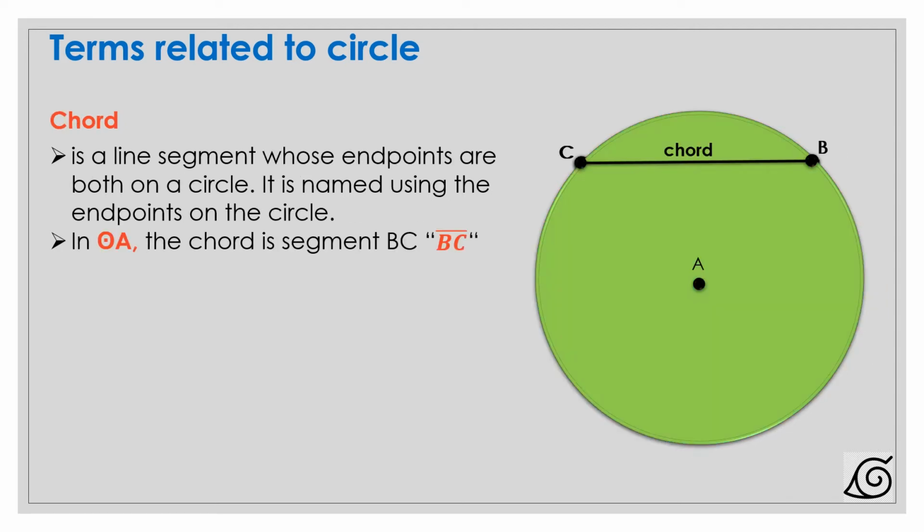The second term related to circle is the chord. So, the principle about chord is, it is a line segment whose endpoints are both on a circle. So, makikita niyo po, both on a circle. It is named using the endpoints on the circle. So, as you can see here, we have point C and point P here. So, this is a chord.